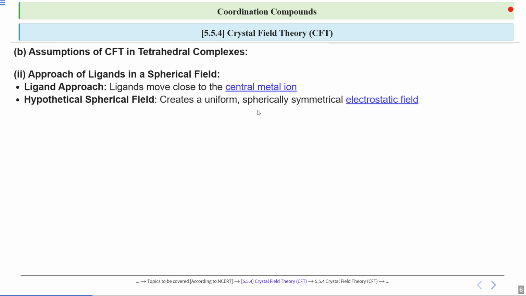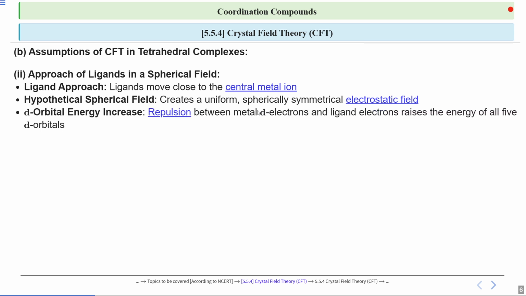This is a hypothetical spherical field. It means that around the central metal ion, as the ligands approach, the 5 d orbitals, which are degenerate, are going to create a uniform, spherically symmetrical electrostatic field around the central metal ion. This hypothetical spherical field is symmetrical, electrostatic in nature, and uniform.